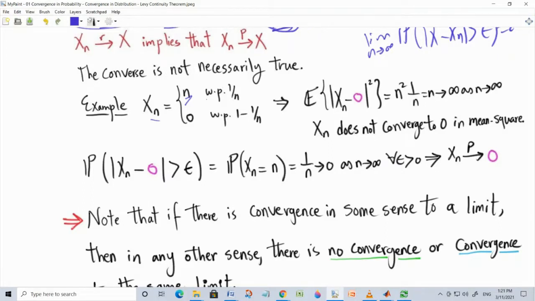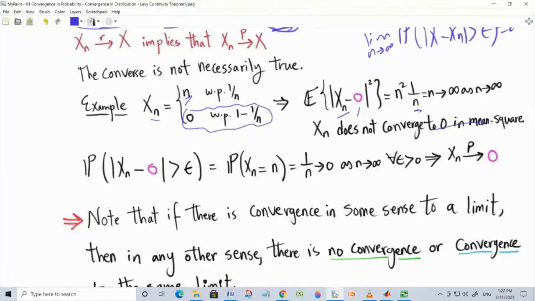Now let's check convergence in mean square. That's the special case when small r is equal to 2, and let's check convergence to 0. Again, 0 seems to be the thing to check, because the probability of being equal to 0 is increasing as n gets higher and higher. So do we have convergence to 0? You do the test: you take Xn minus the candidate limit, which is 0, take the magnitude squared, and then take the expectation. This will be n squared multiplied by the probability, which is 1 over n, so that's n. And rather than going to 0 as n goes to infinity, this thing goes to infinity, so we don't have convergence to 0 in mean square.